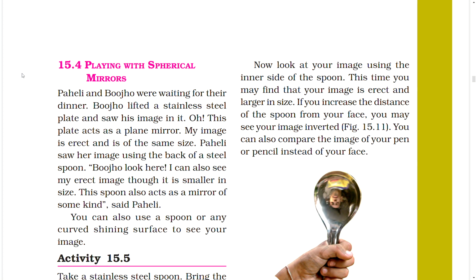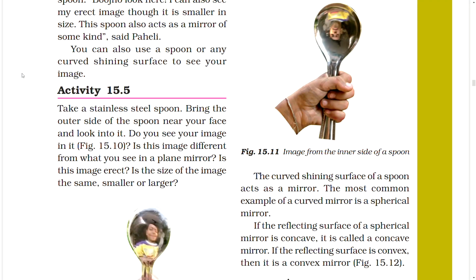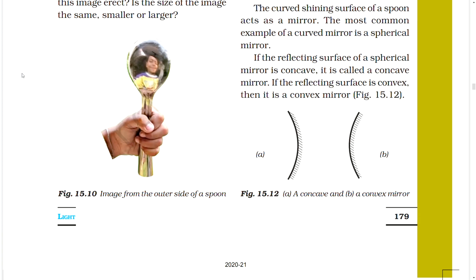You can also use a spoon or any curved shining surface to see your image. Activity 15.5. Take a stainless steel spoon, bring the outer side of the spoon near your face and look into it. Do you see your image in it? Figure. Is this image different from what you see in a plane mirror? Is this image erect? Is the size of the image the same, smaller or larger? Figure. Image from the outer side of a spoon.